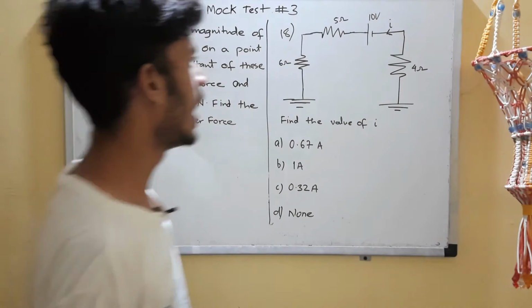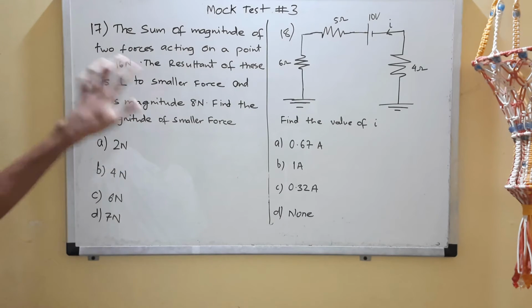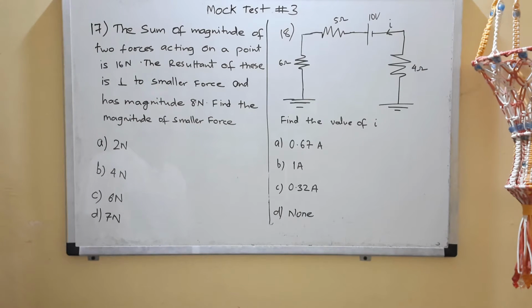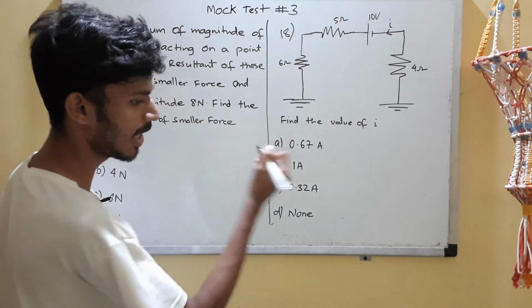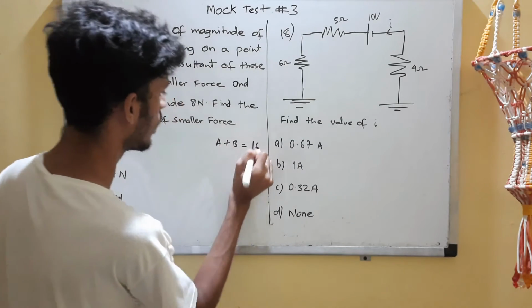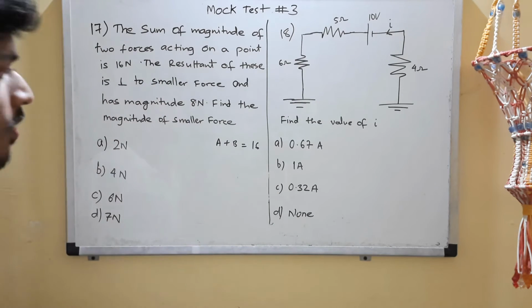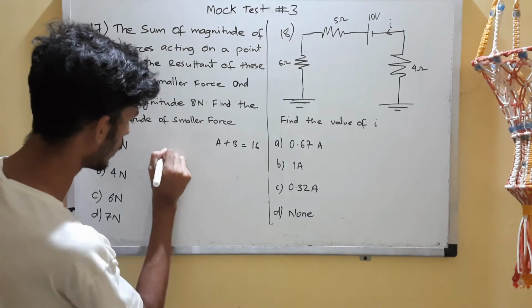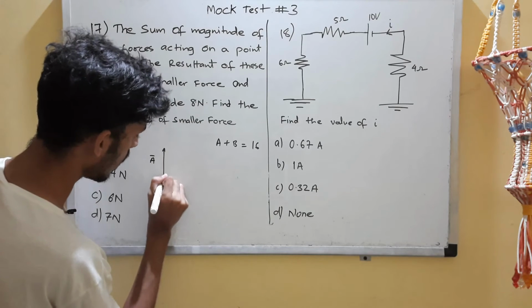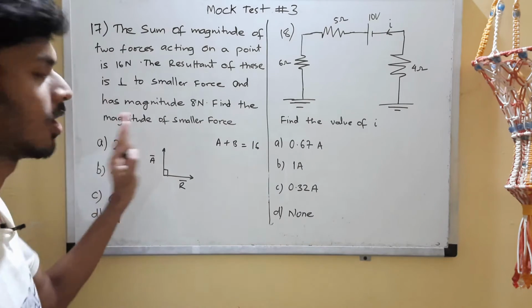So question 17 and 18 over here. In question 17, we are given that the sum of the magnitude of two forces acting on a point is 16 Newton. So suppose the forces are A and B, their magnitudes are A and B. So A plus B is 16. This is what is given. The resultant of this is perpendicular to the smaller force. Suppose A is the smaller force over here. So this is the resultant, which is perpendicular to the smaller force A.